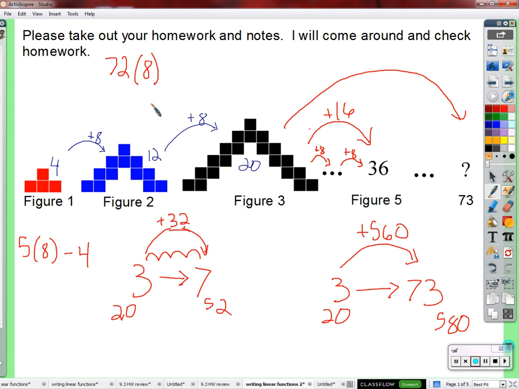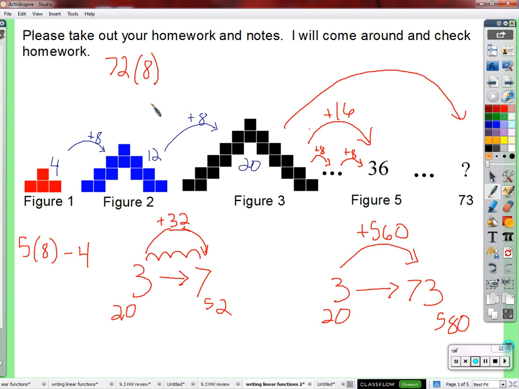Exactly, yes. So Caden noticed this is a linear pattern. In so many different ways he notices a linear pattern, because the squares change by 8 and the figure number changes by 1. That's true for any two figures. In fact, the ratio of that is the same for any figure.